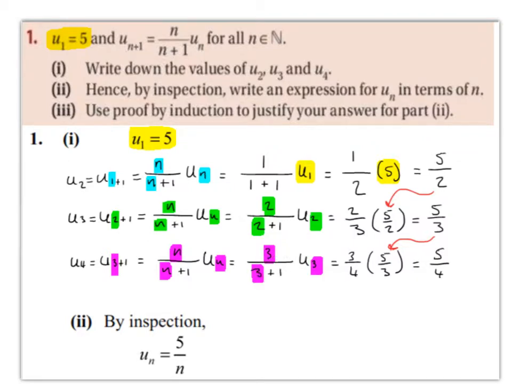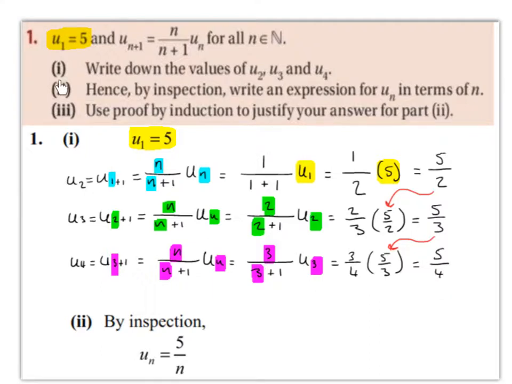3 over 3 plus 1 is 3/4. And u3 is 5/3, because we worked out that u3 is 5 over 3. So we put 5 over 3 multiplied by 3/4, and we get 5 over 4, 5/4.